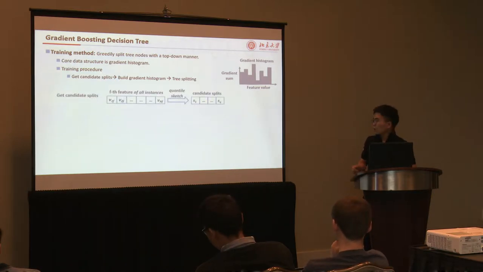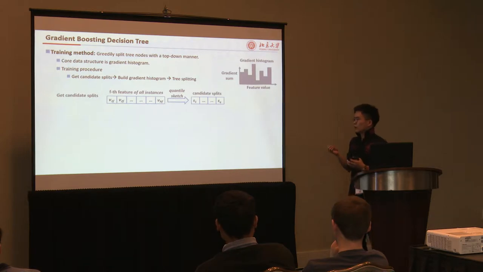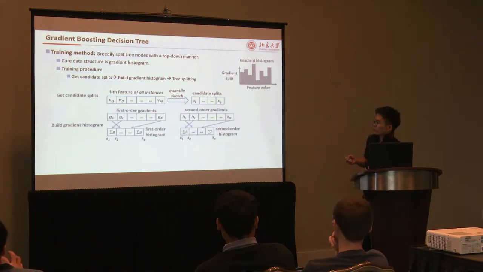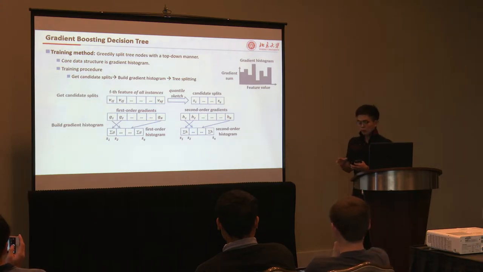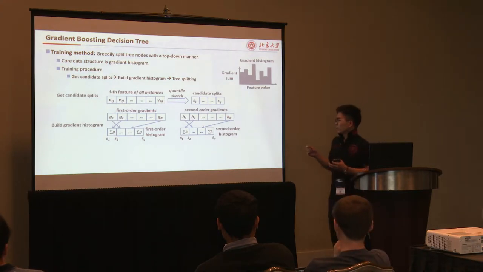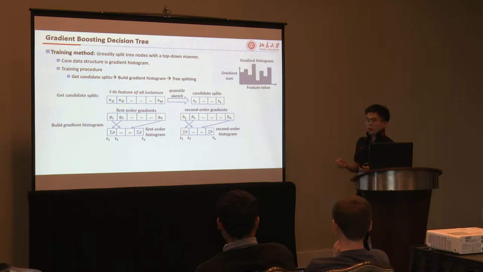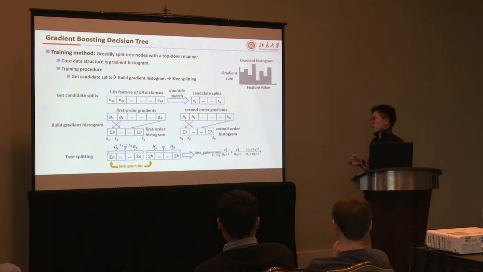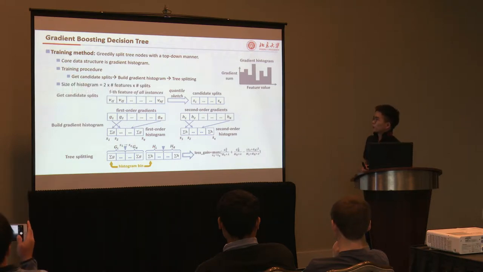First, we read all the training data and propose several candidate splits for each feature. The mainstream method is called quantile sketch. Second, build gradient histogram. Based on the candidate splits, we put first-order and second-order gradients into the corresponding histogram buckets. Third, tree splitting. We scan the histogram from left to right and find the best split giving the maximum loss gain according to the formula. So the size of a gradient histogram is 2 multiplied by the number of features and the number of splits.